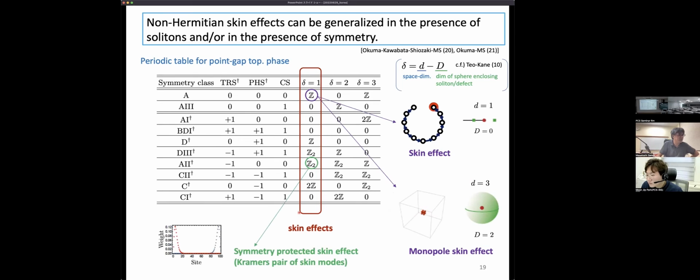And actually, if you consider this particular symmetry class, we have a time reversal symmetry, and because of this time reversal symmetry, we can have a Kramers degeneracy. And actually, we found that in this case, skin modes can form a Kramers pair. And they are localized on the opposite sides. Because of time reversal symmetry, they do not mix. And if we break the time reversal symmetry, they can mix, and also the skin effect can vanish. So we can have a symmetry protected skin effect. So anyway, we can have a non-Hermitian skin effect even in the presence of the soliton and in the presence of the symmetries.